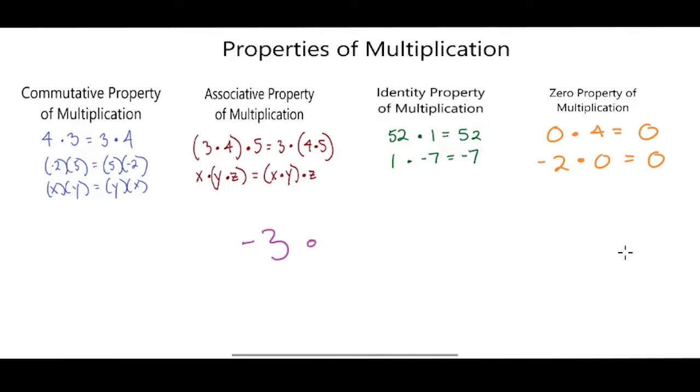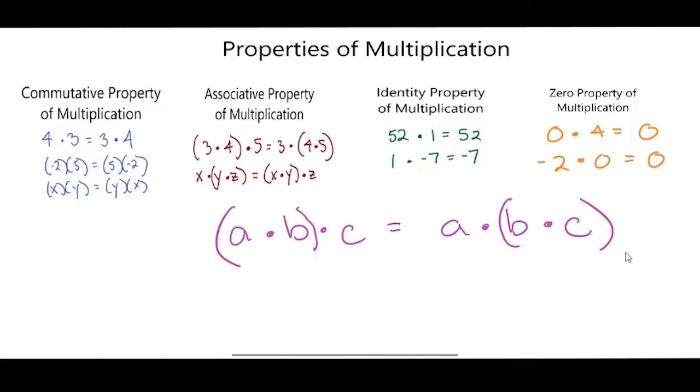How about negative 3 times 1 equals negative 3? All right, so which property says that if you multiply it by 1, the number stays the same? Well, that'll be the identity property. The identity property says that multiplying by 1 does not change the value of a number.